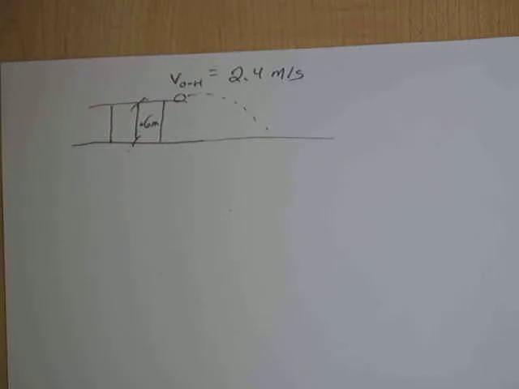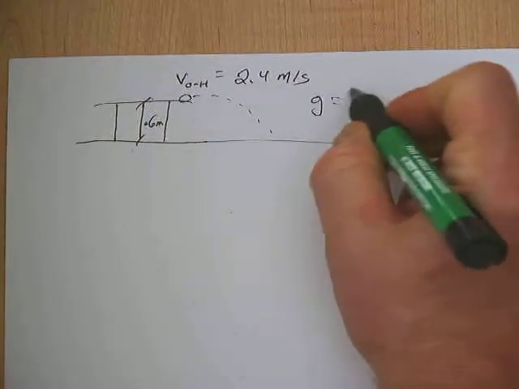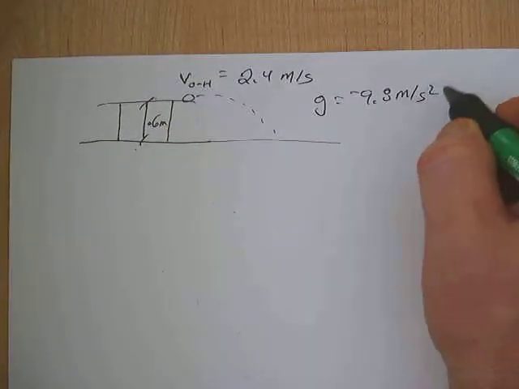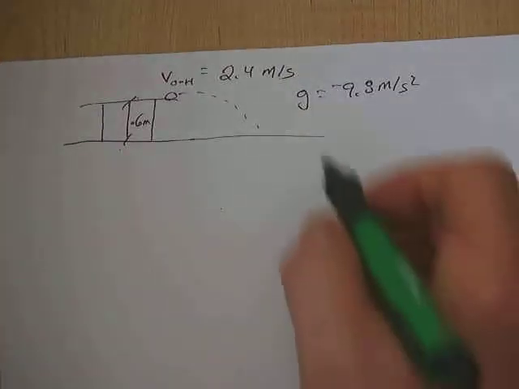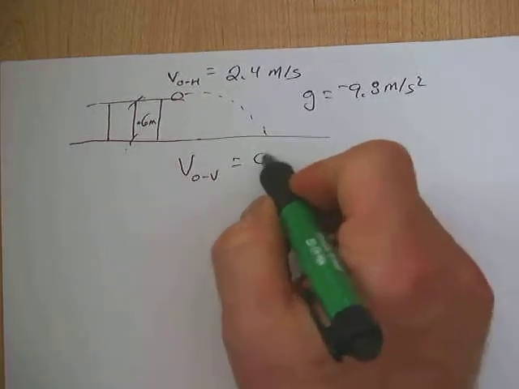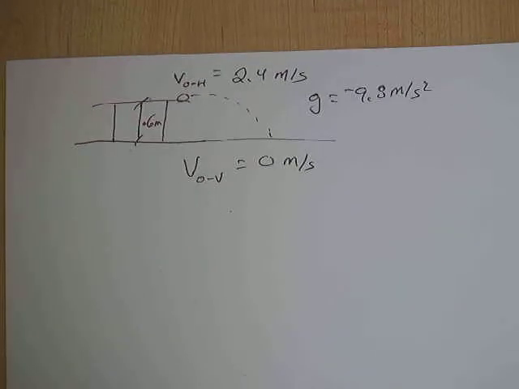What else do we know about this situation? We know that gravity is negative 9.8 meters per second squared. What do we know about the initial vertical velocity? Yeah, the initial vertical velocity equals 0 meters per second. Table's 0.6 meters high, leaves at 2.4 meters per second. Gravity is pulling it down at negative 9.8 meters per second squared. The initial vertical velocity is 0.